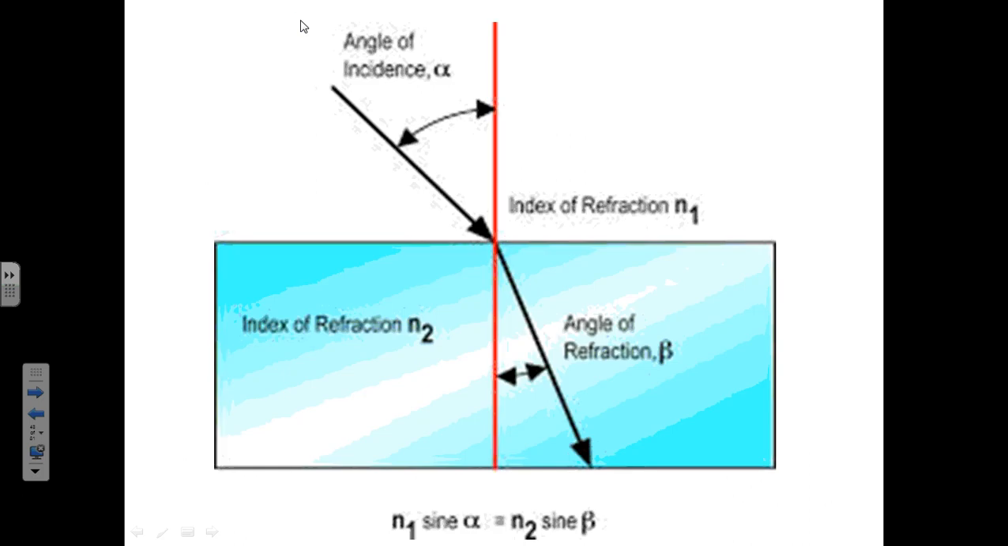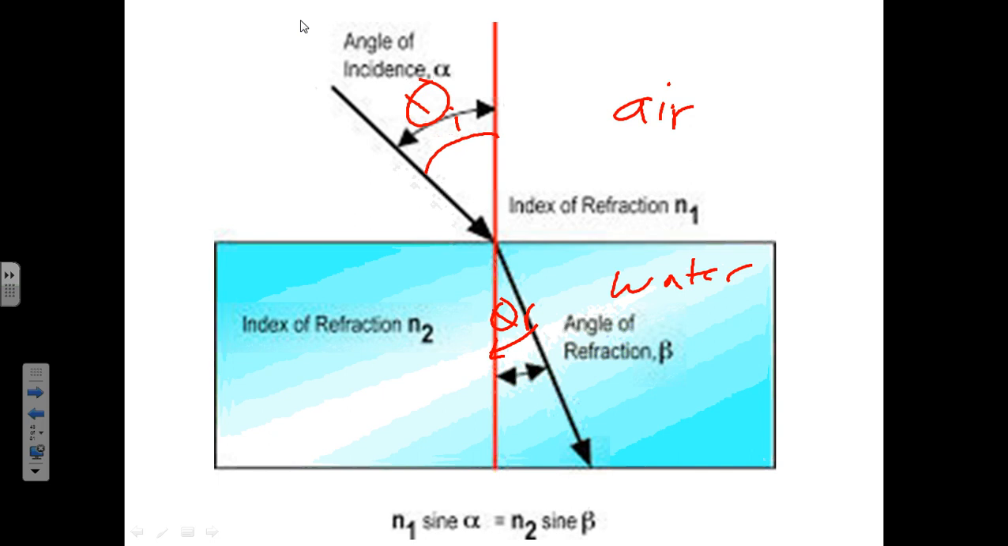For example, here we have light leaving air and going into water. This is the angle of incidence. As the light enters the water, notice that it bends toward the normal line, and the angle of refraction, that one, is smaller than the angle of incidence.